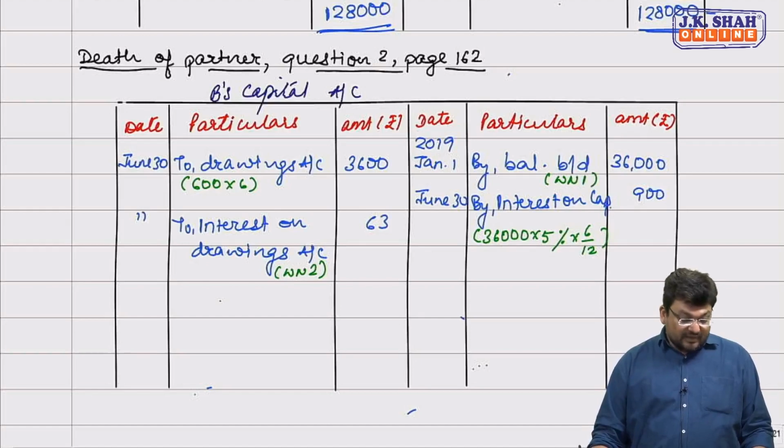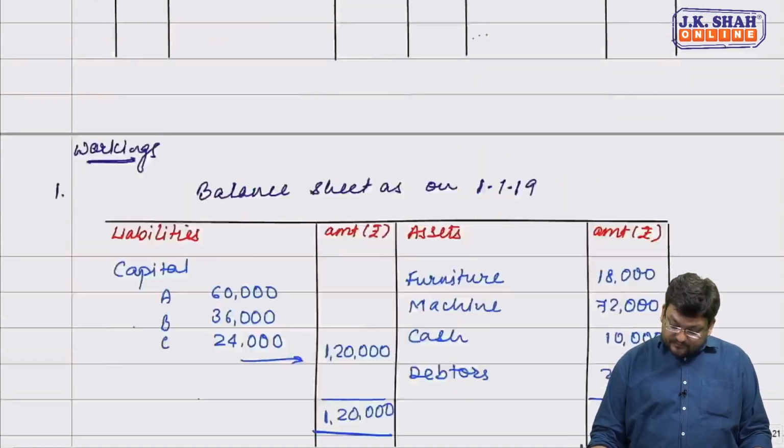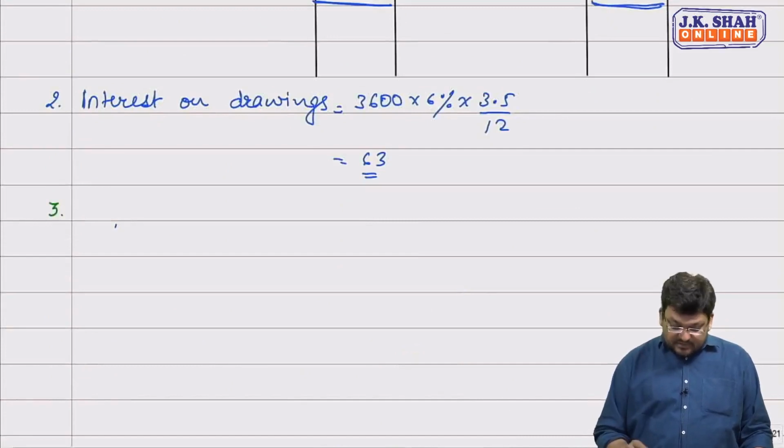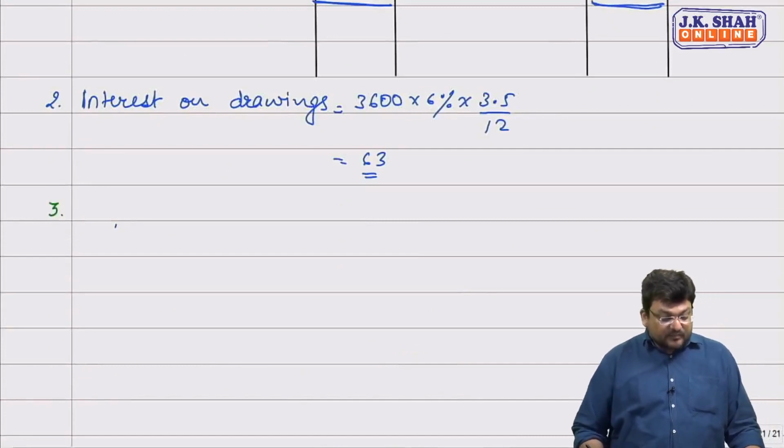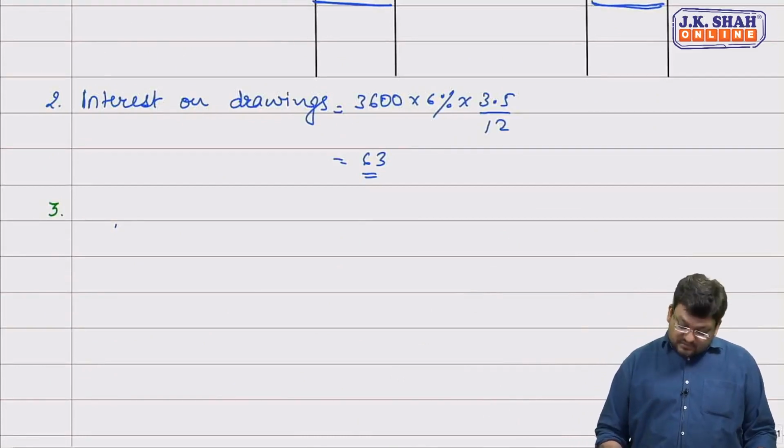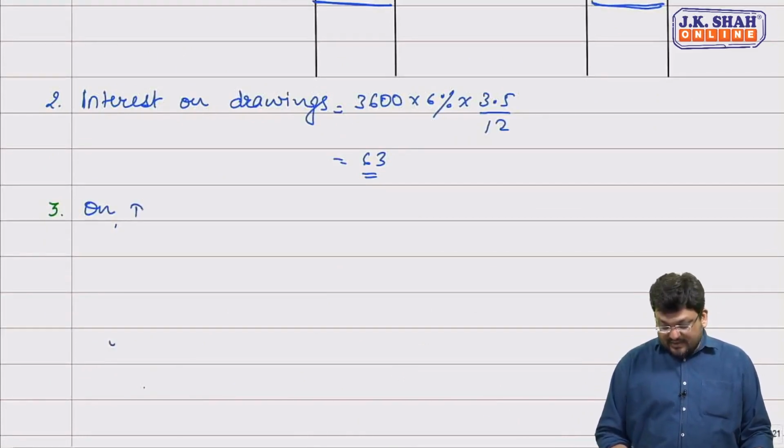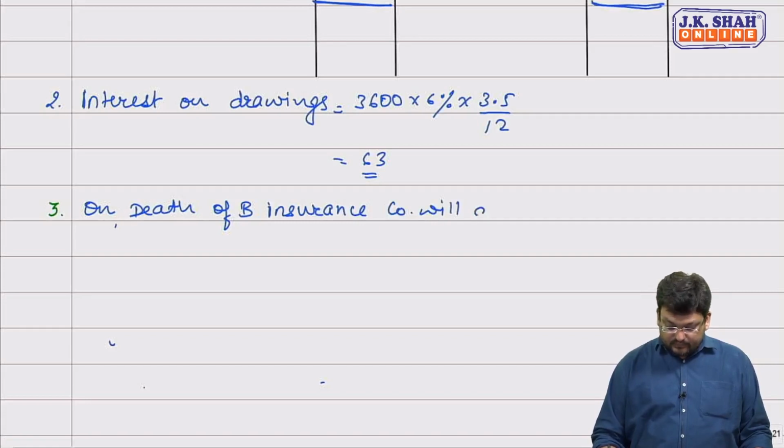Yes, sir. What else is to be given? They had separate policies. So we need to calculate his share in joint life policy. We need to calculate firstly, on death of partner, how much will be received from insurance company. On death of B, insurance company will give policy amount for B.